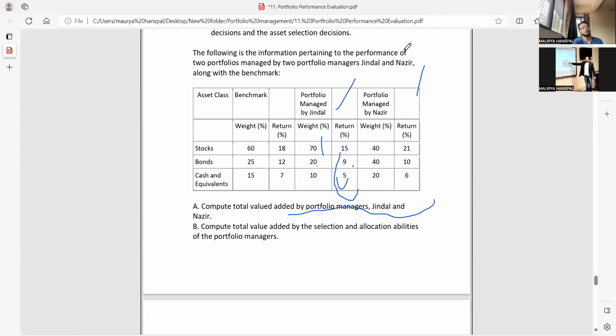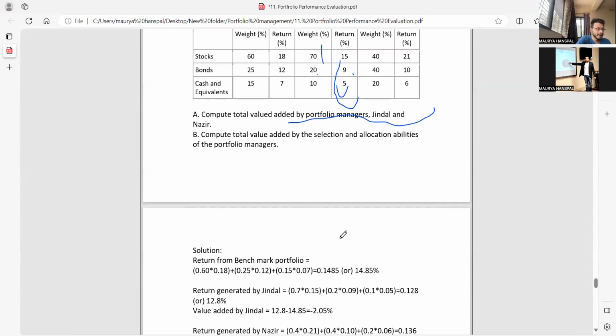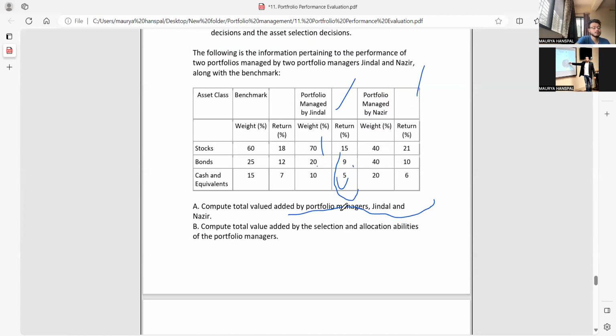So it is asking you to calculate your interaction effect, right? On account of the asset allocation and security selection, what is your interaction effect? And the total value added by the portfolio managers. So it's simple maths you have to do. First is the calculation for the asset allocation. It's very simple. Just remember.